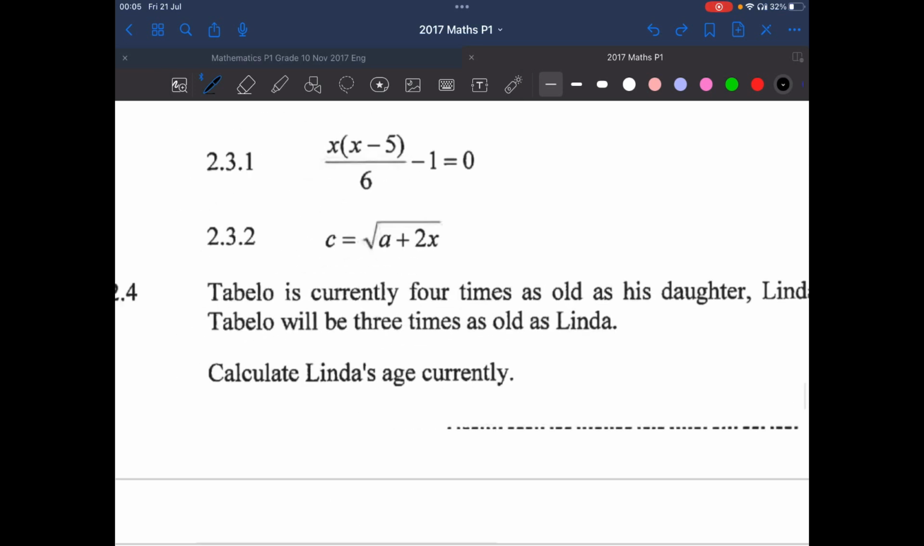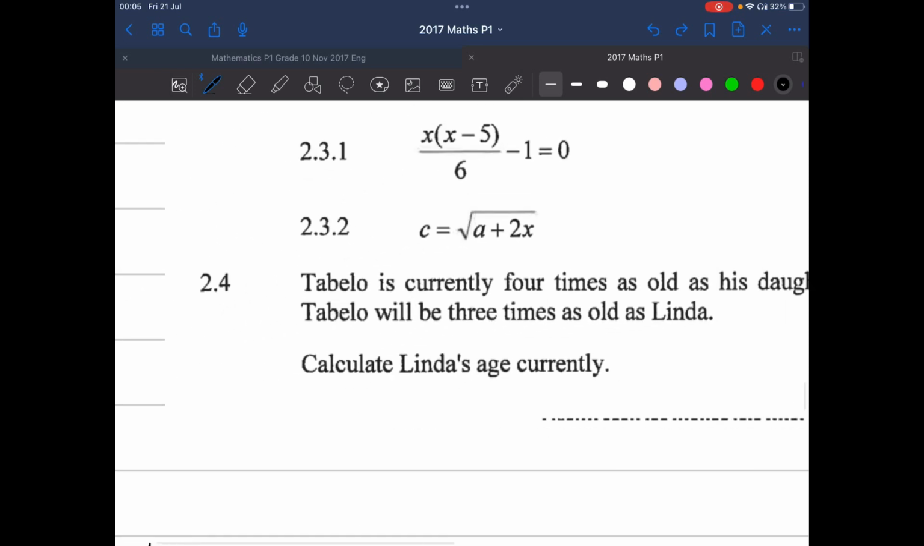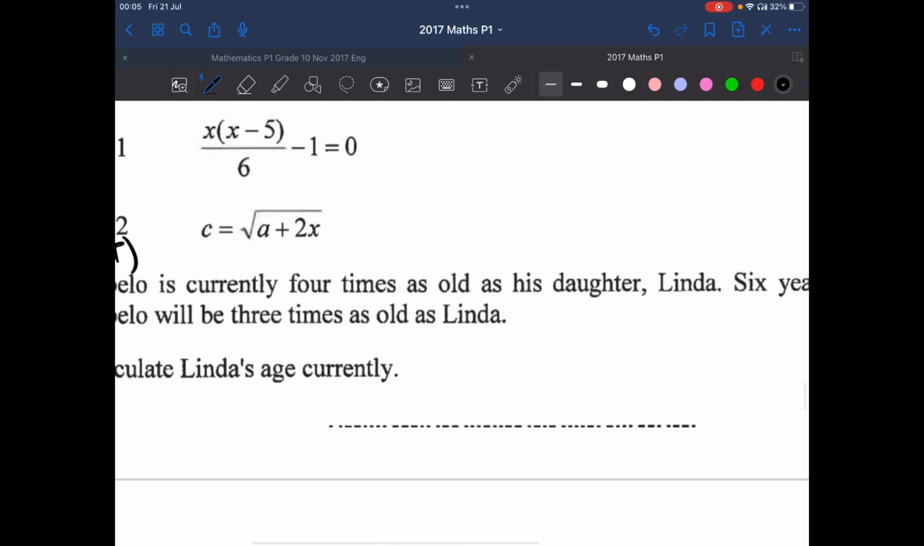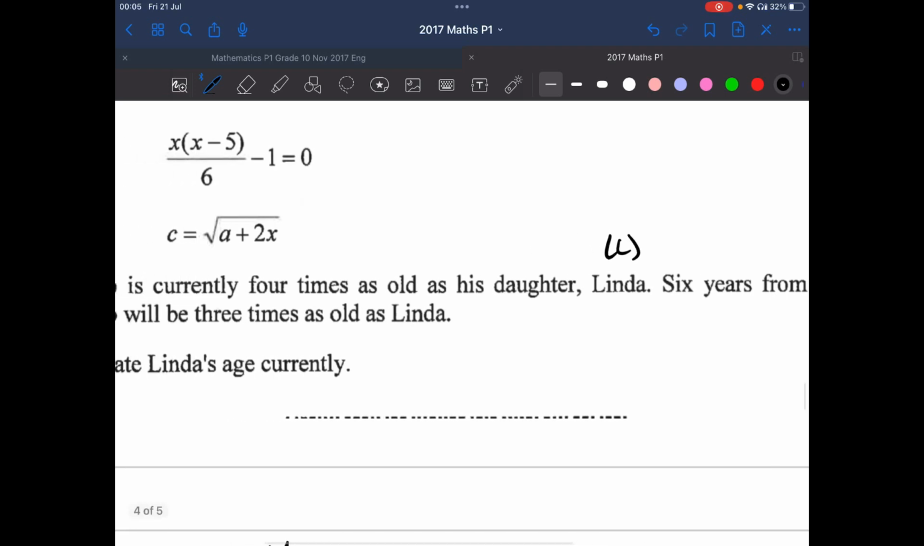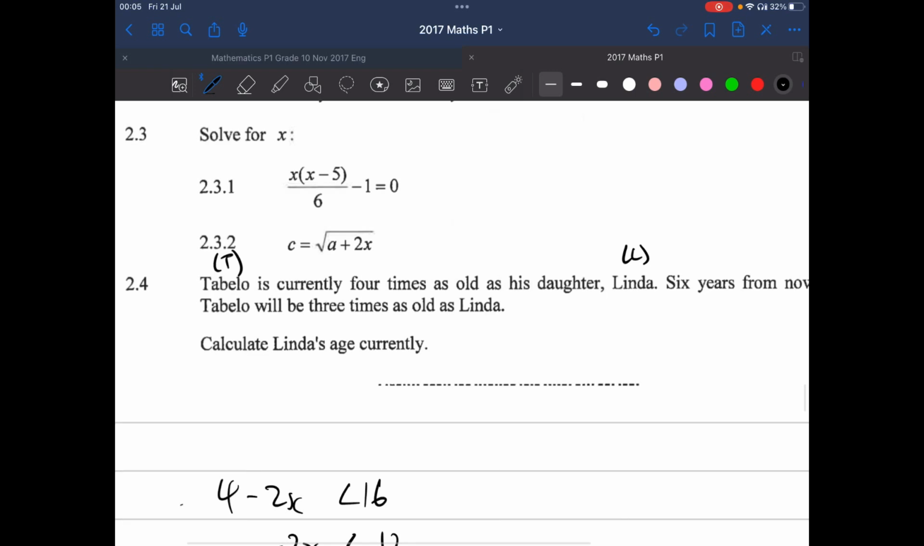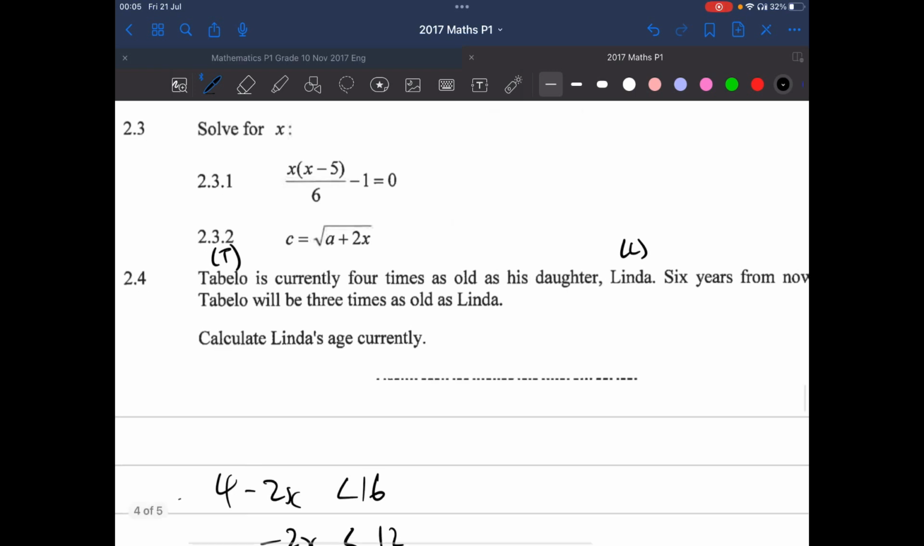Let's think about this here. Let's call Tabello's age T, and let's call Linda's age L. Remember, you can pick any letters you want. You can say X and Y, P and Q, or whatever. I'm just using T and L because those are their initials. Tabello is currently 4 times as old as Linda, so T equals 4L. So that's our first hint.